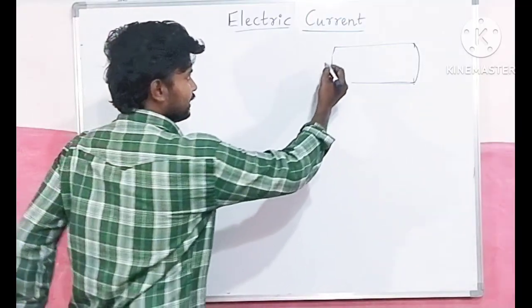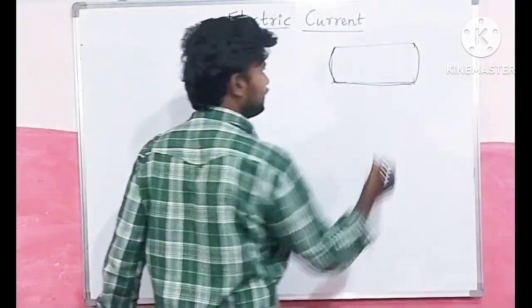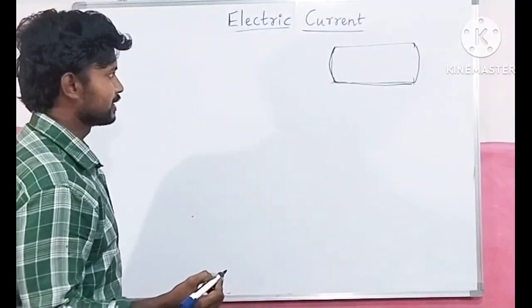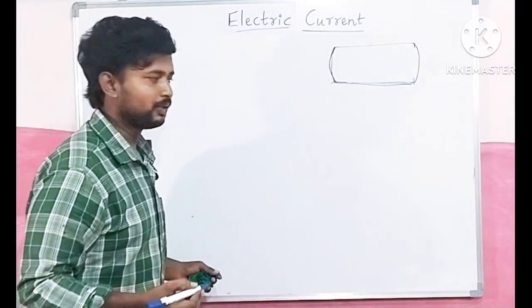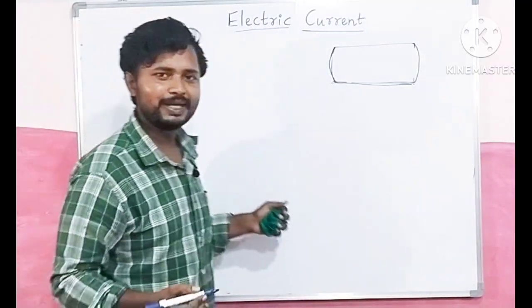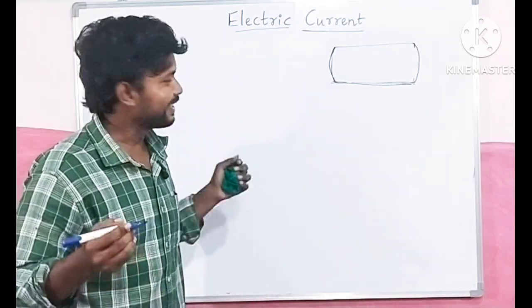So here I have taken a conductor. This is a conductor of length L. In this case, the conductor is in an open circuit. Open circuit means it is not connected to any external source, a battery. It is not connected to the external battery.